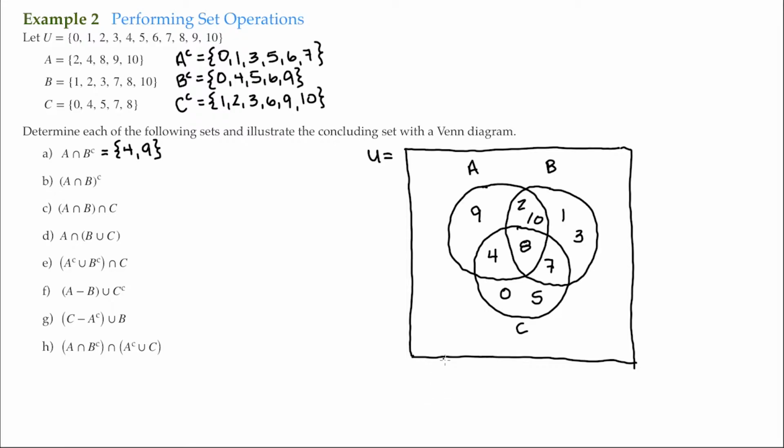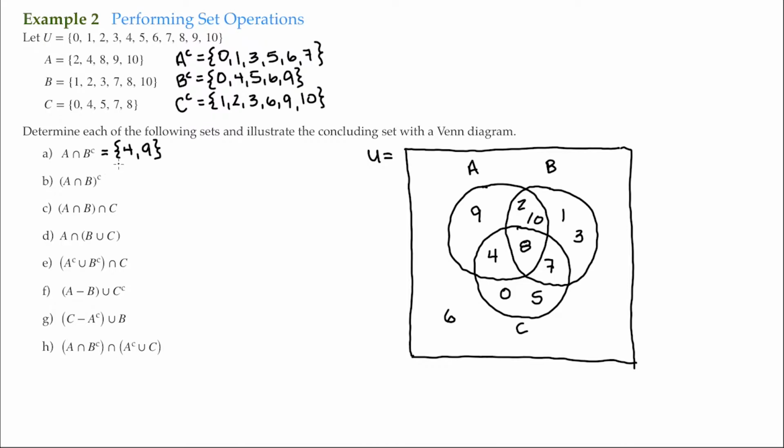So now I've got almost all the elements accounted for. 0, 1, 2, 3, 4, 5, but I don't have 6 because 6 isn't in any of the subsets. But 6 is still an element of the universal set, so that's going to go out here. So now this is the Venn diagram that represents the universal set with its corresponding subsets.